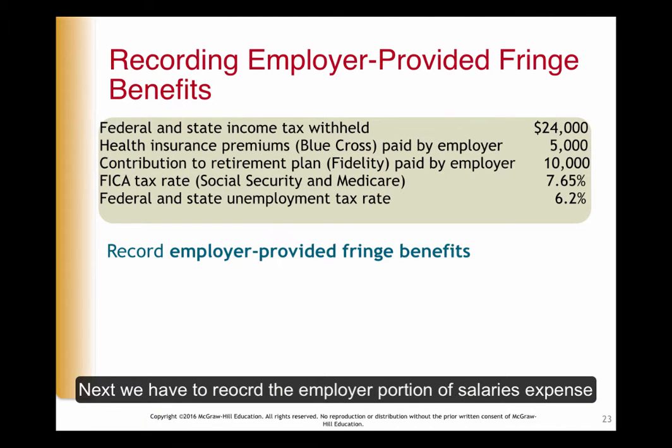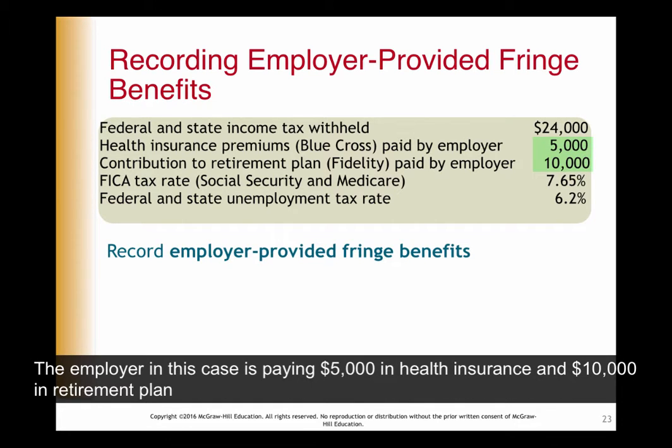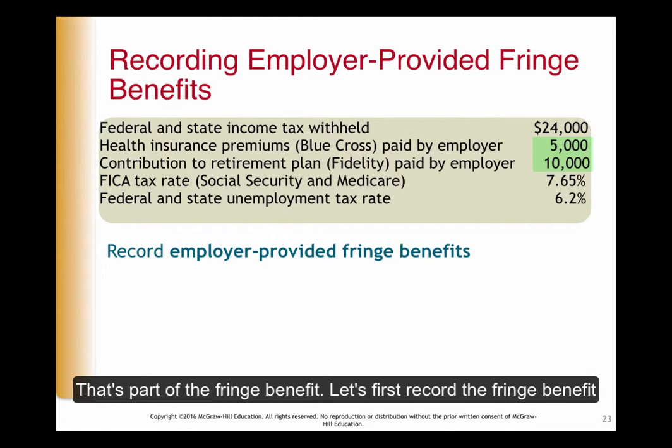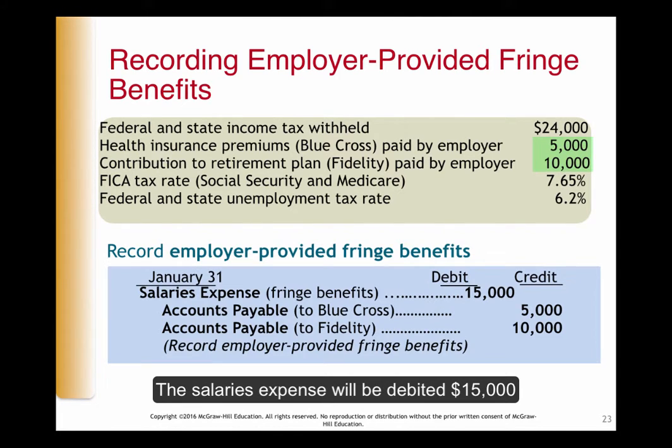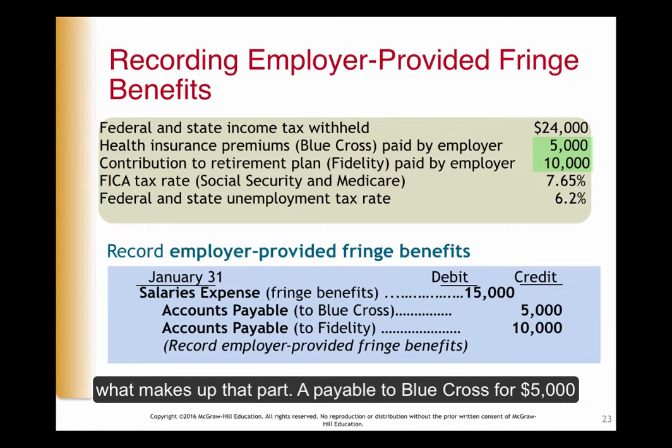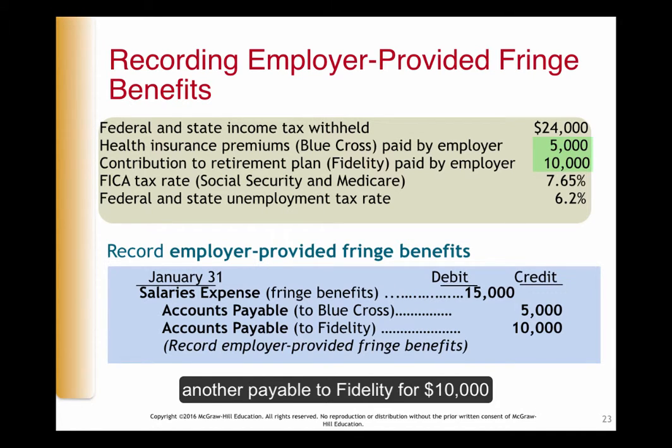Next, we'll have to record the employer portion of the salaries expense. Now, the employer is paying, in this case, $5,000 in health insurance and $10,000 in retirement plan. That's part of the fringe benefits. So let's first record the fringe benefits. The salaries expense again will be debited $15,000, and what makes up that part? That's a payable to Blue Cross of $5,000 and another payable to Fidelity of $10,000.